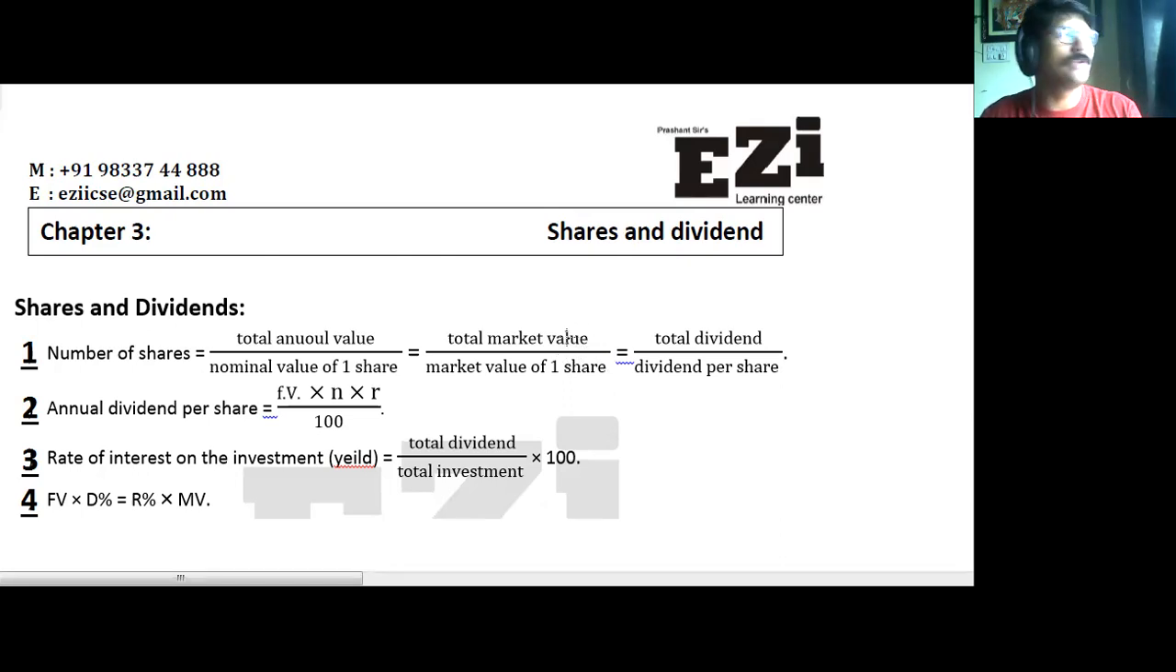Otherwise, what will happen is when you try solving the first 5 to 7 sums, you will not understand even a single word of what's happening around. I mean, oh my God, what is this? What is nominal value? What is face value? What is market value? What is number of shares, what is this, what is yield, what is rate of return, what is rate of interest, what is rate of dividend? These are all new words, isn't it?